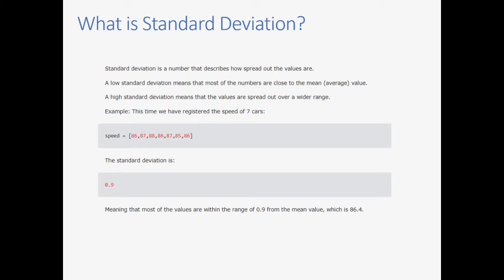For example, this time we have registered the speed of 7 cars. So we have 86, 87, 88, 87, 85, 86. The standard deviation here is 0.9, meaning that most values are within the range of 0.9 from the mean value, which is 86.4.